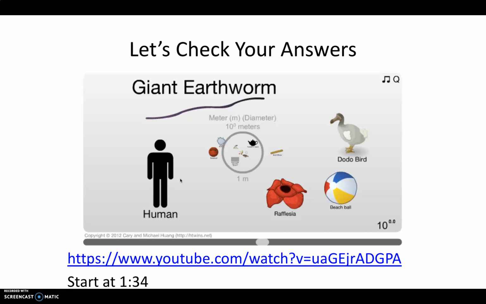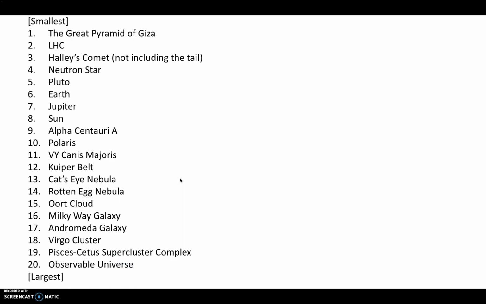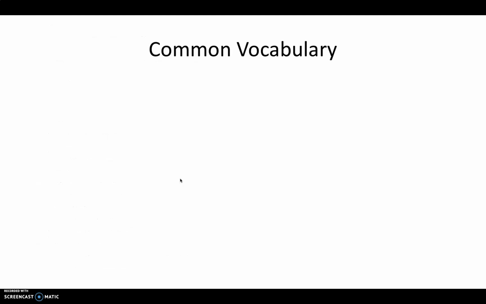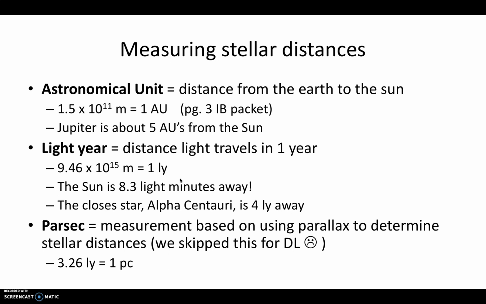This video we aren't going to view in this little video. We usually do a little sorting activity in class, but we're not going to do that. You already did that with that little quiz. But we are going to talk a little bit about some common vocabulary. So I want to talk about some stellar distances. We're going to do some calculations in distance learning, not as many as we would be doing in normal class. But it's really useful to know what these different stellar distance terms mean.